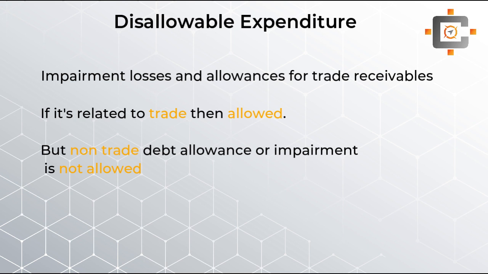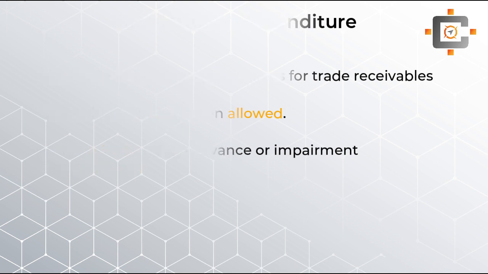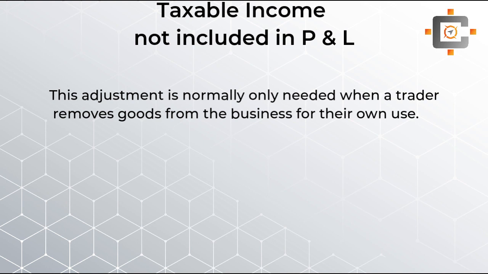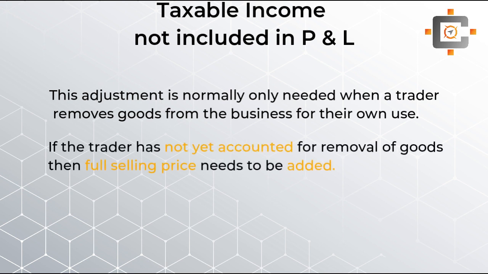Now, students, we have to make adjustments for the other items also. Like the next one is taxable income which is not included in the P&L, which actually should be added. Generally, this adjustment will be required if the owner takes goods from the business for personal use, so that the business should recognize it as income. It may be possible that the owner is withdrawing the goods without recording the drawings. Okay, so it may be possible.